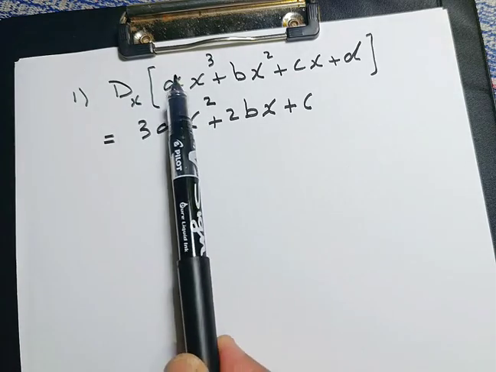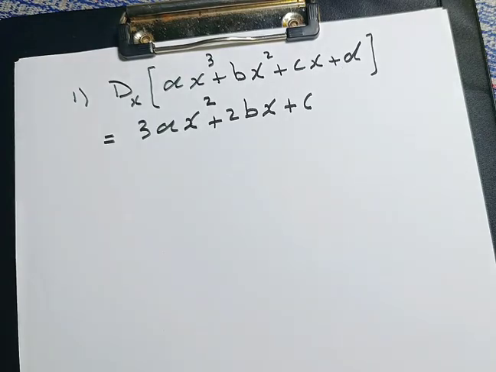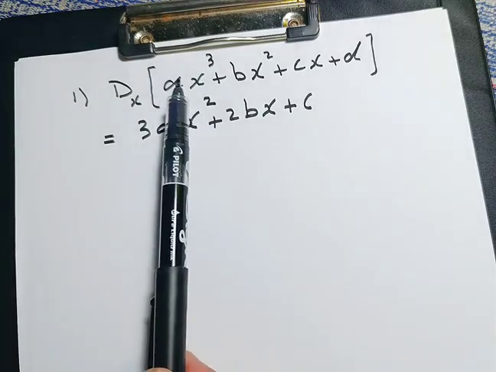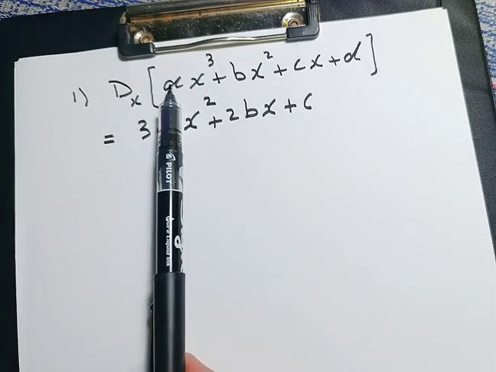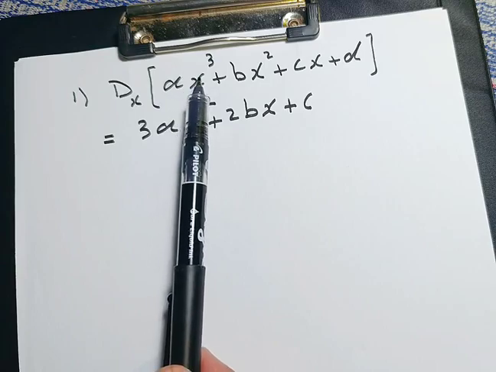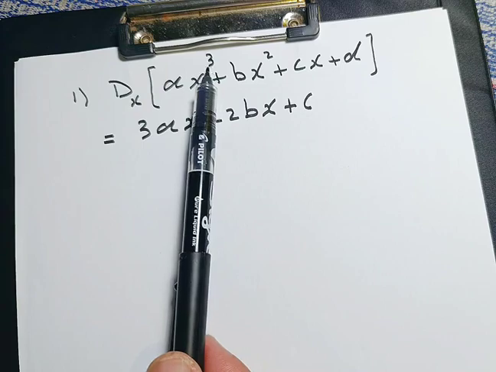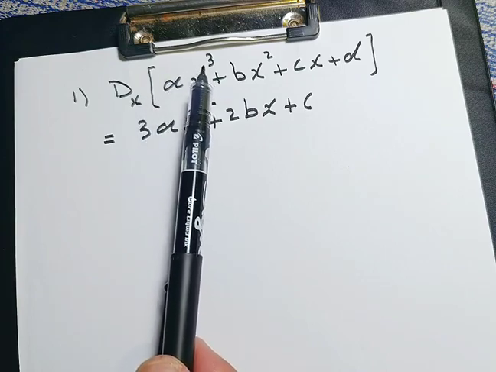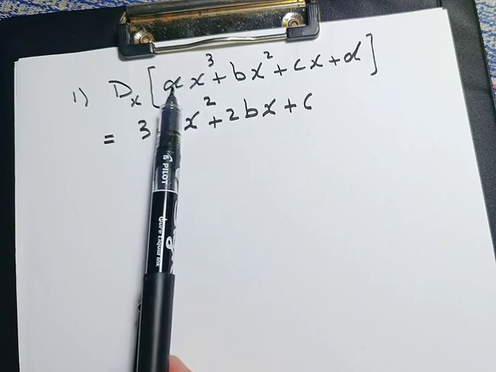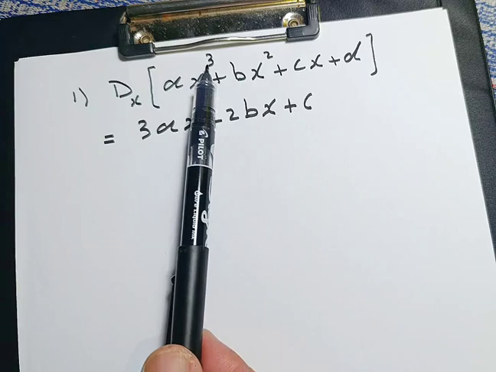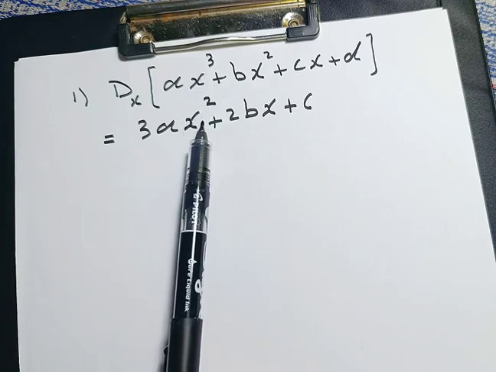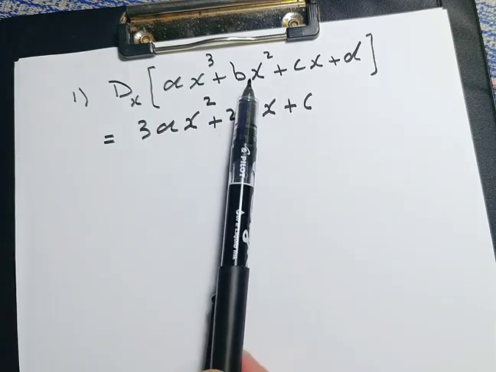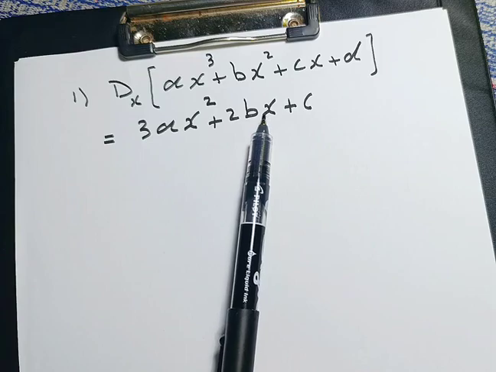So a, b, c, d are four constants, but this a, I can't get rid of the a. Why? Because a is the coefficient of x to the power 3. So I'm going to differentiate with respect to x. I apply the derivative: 3 multiplied by a becomes 3a, x to the power 3 minus 1, x squared. I do the same thing here, applying the derivative: 2b, and 2 minus 1 leaves only x.